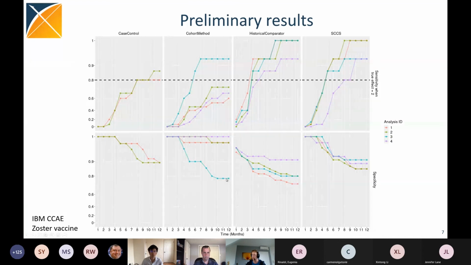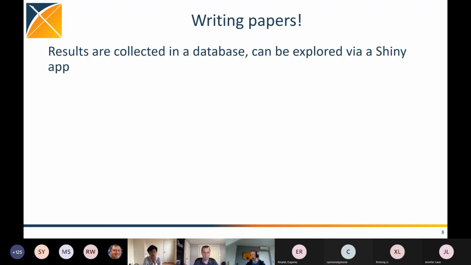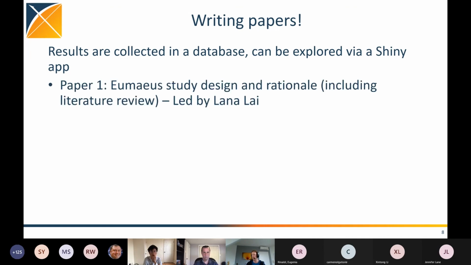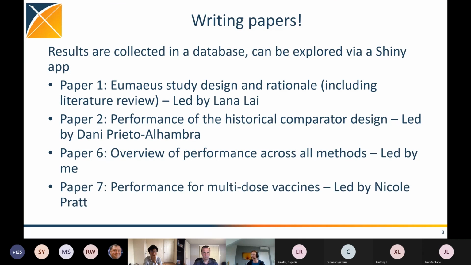That's because this is the crude one. We're not using any propensity score matching. But that also does mean that you get very high sensitivity. In contrast, the purple one is where we use propensity matching, and we get very good specificity, but that also comes at the price of sensitivity. And so we're now trying to analyze these results. We're quickly writing all of these papers. The results are coming in, being collected in the database, and can be explored via the Shiny app. I'm actually running out of time, so I'm not going to go into all of those, but we have 4 papers that are currently being written and led by several people in the OHDSI community. And with that, I'm at the end of my talk.